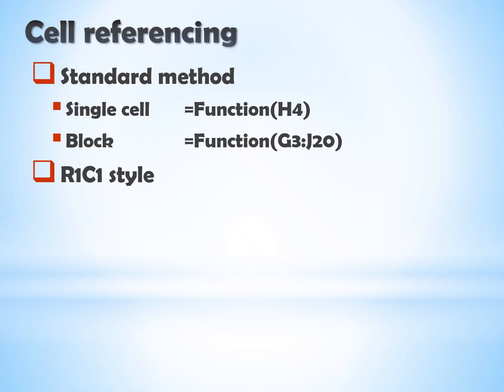A block of cells is referenced using the top left and bottom right cells. For example, block G3:J20 is defined by the cell in column G and row 3 and the cell in column J, row 20. In the R1C1 style, both the row and the column are named using numbers. The difference between the two is in the letters R and C used to signify rows and columns. For example, R3C7 is the reference to a cell, row 3 and column 7.